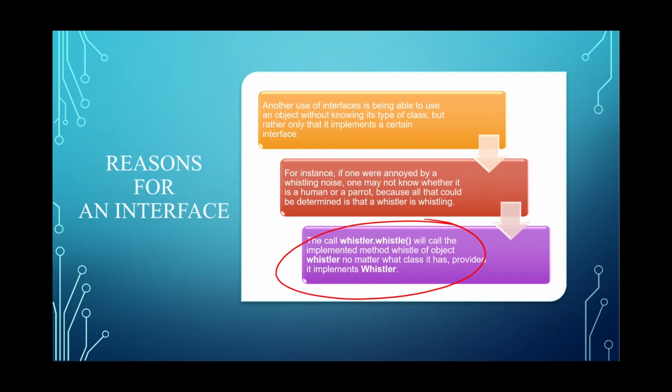But they are not actually children of the whistler class, right? Because it doesn't make any sense. They have to have an is-a relationship, and if they're both extending one class, then they have to be related somehow.